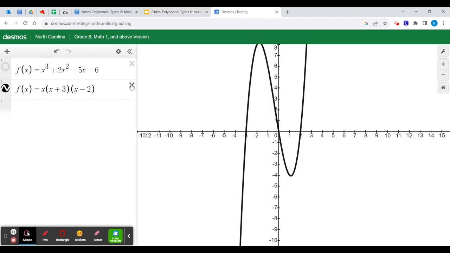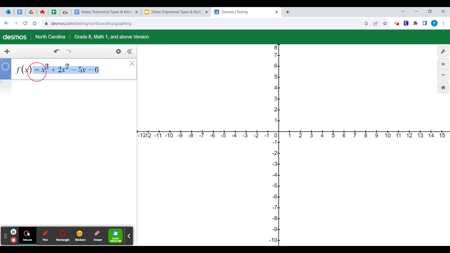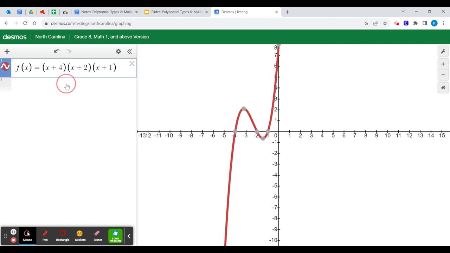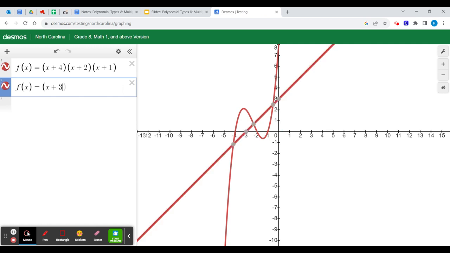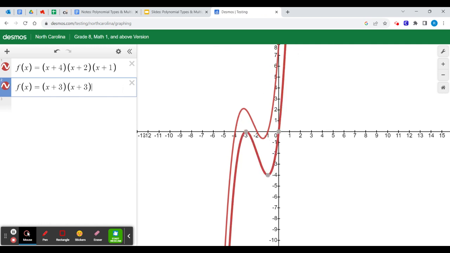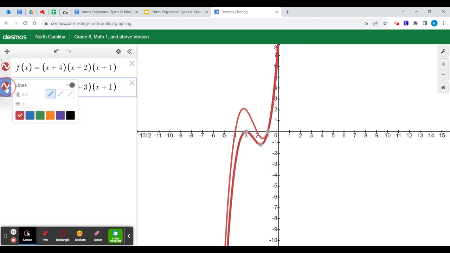Okay, let's go back to our Desmos graph real quick. And let's explore one other concept today called multiplicity. So I'm going to throw 2 graphs up here. 4 times x plus 2 times x plus 1. Turn that on so we can see it. And I'm going to throw on 3 times x plus 3 times x plus 1. Let me change the color of one of these so we can do a comparison. So we got a red graph and a blue graph.